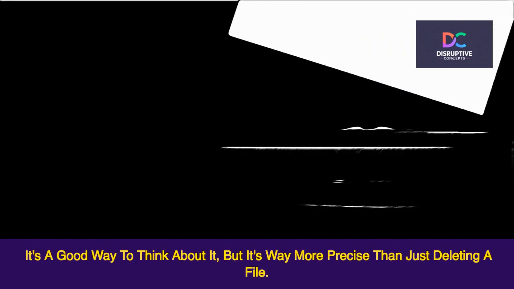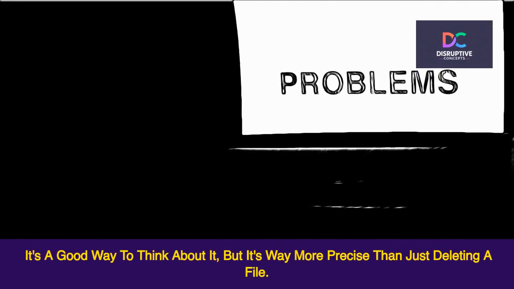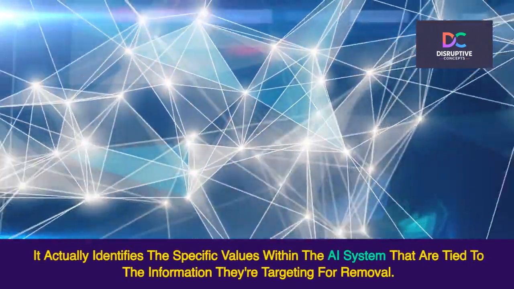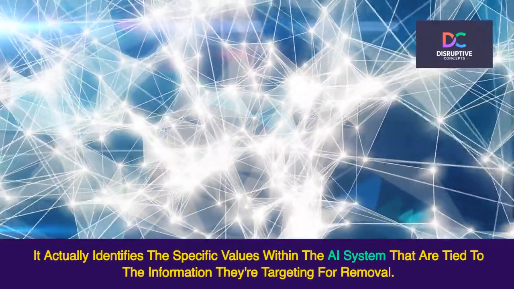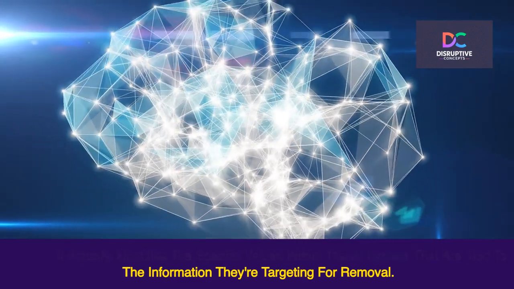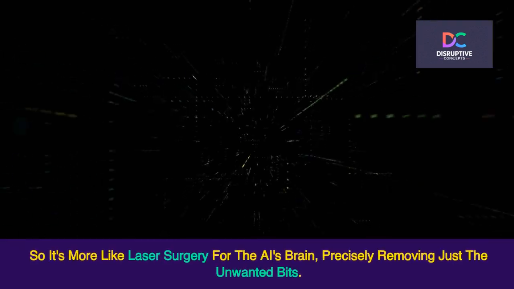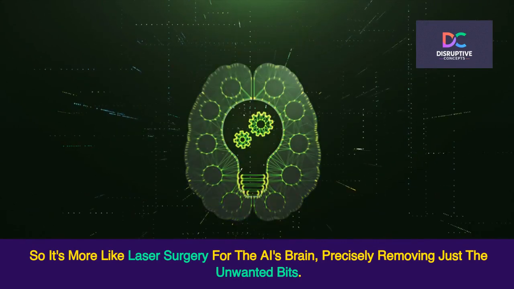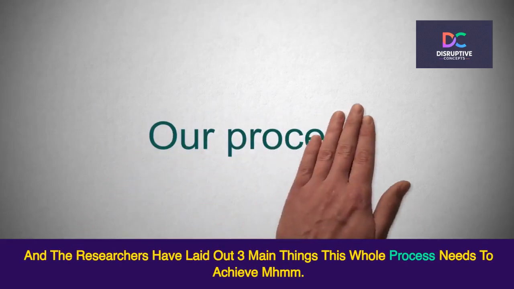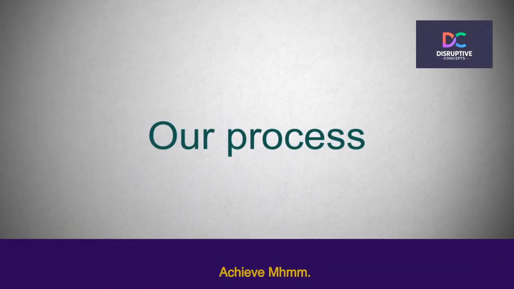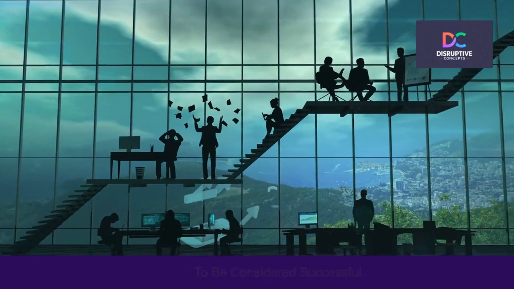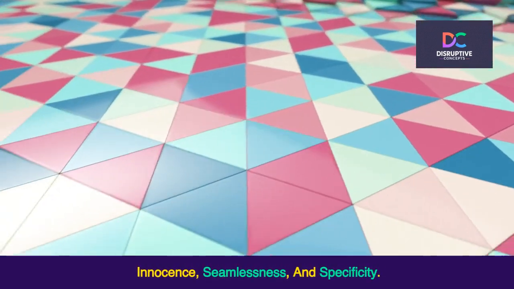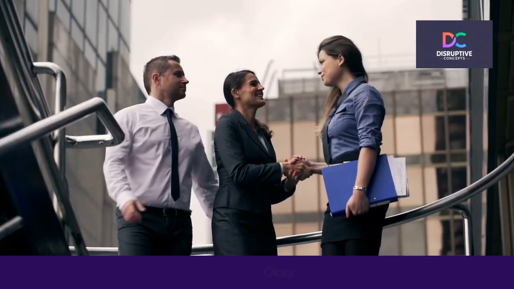It's a good way to think about it, but it's way more precise than just deleting a file. It actually identifies the specific values within the AI system that are tied to the information they're targeting for removal. So it's more like laser surgery for the AI's brain, precisely removing just the unwanted bits. Exactly. And the researchers have laid out three main things this whole process needs to achieve to be considered successful: innocence, seamlessness, and specificity.